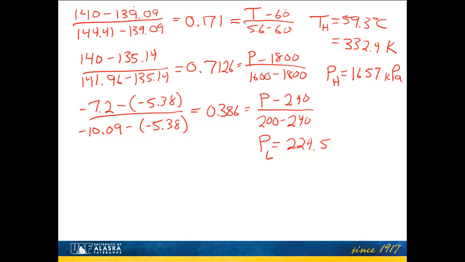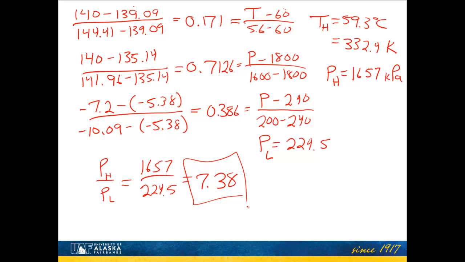So we can solve our pressure ratio, which is pH over PL. Put in our numbers: 1657 over 224.5 gives me a pressure ratio of 7.38. So that solves this problem. A lot of steps in terms of interpolation, but once you get that down, it becomes second nature.